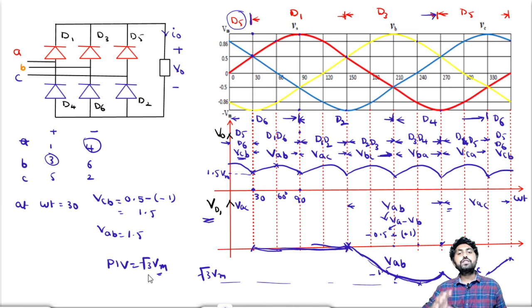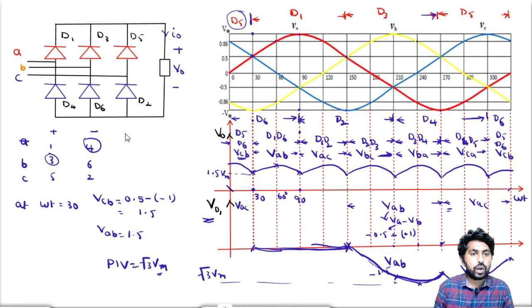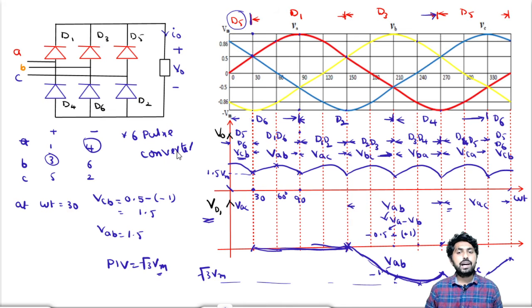Now let us find the output voltage. If you observe here, in 0 to 360 degrees it is completing 6 cycles. So it is also called a 6 pulse converter. Now let me find the average output voltage expression.